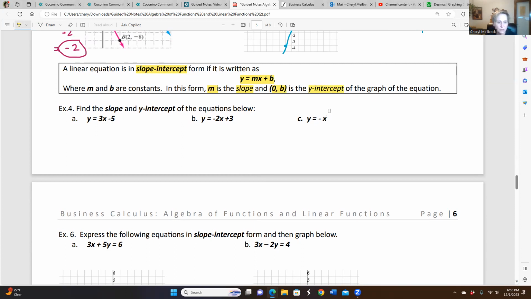So for these three lines, we're going to identify the slope and the y-intercept. The slope, m, is always the number in front of x. So here, my slope is 3. And my y-intercept is the constant number that's out by itself. So (0, -5) is the y-intercept. That's how we write it. Go ahead and finish these next two. Let's see what you get.